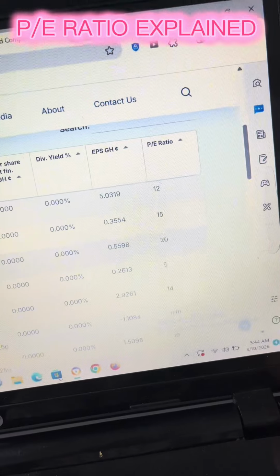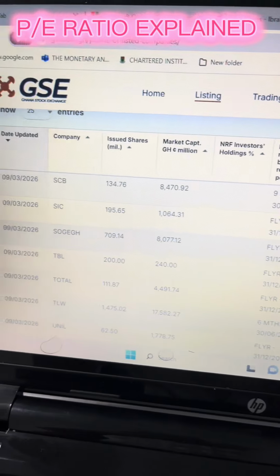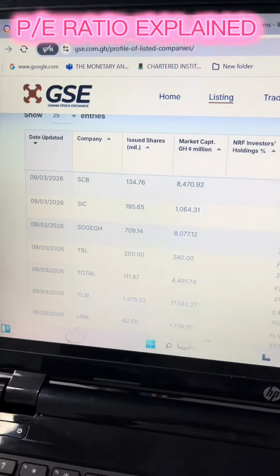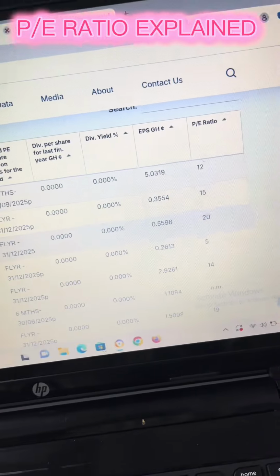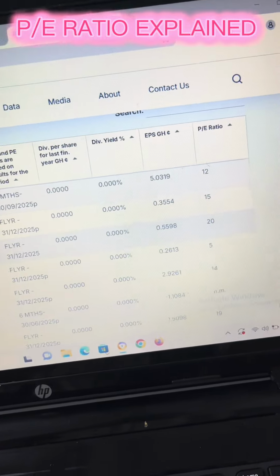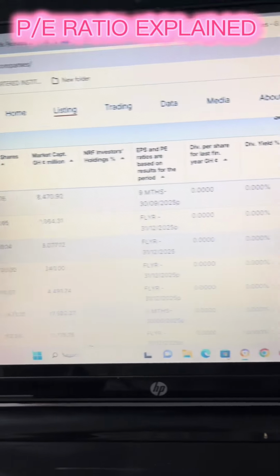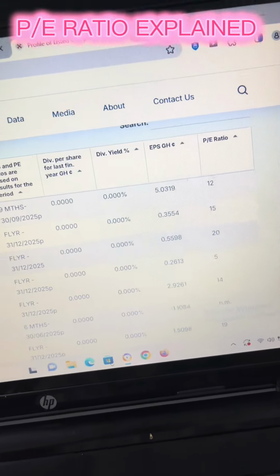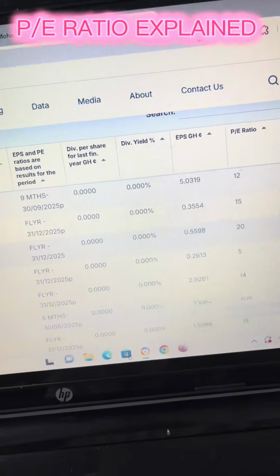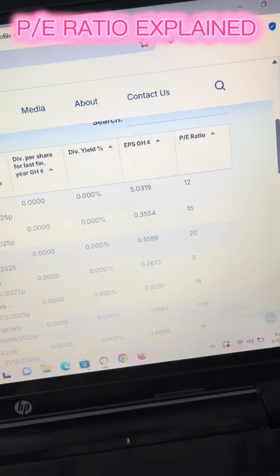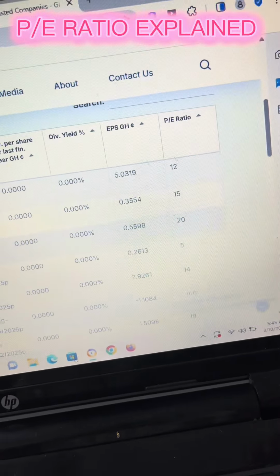So when you look at where I've put the camera, when you go this side, this is Standard Chartered Bank, right? And you can see the PE ratio is 12, which means it is fair or reasonable. When you come here, you see SIC. So SIC has a PE ratio of 15, which means it is fair or reasonable. When you come here, you see Societe Generale, which has a PE ratio of 20, which also means it is fair or reasonable. So between 10 and 20, understand that the PE ratio is fair or reasonable. That is what the numbers mean.